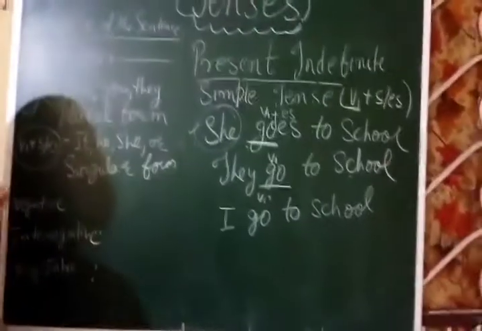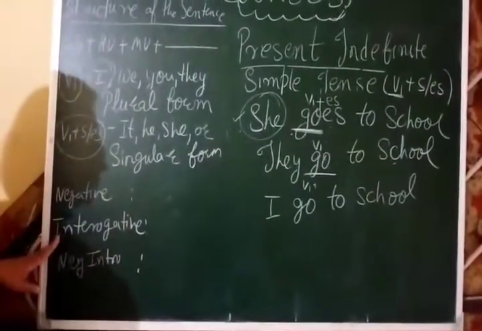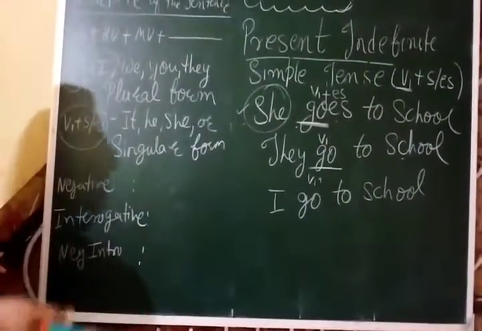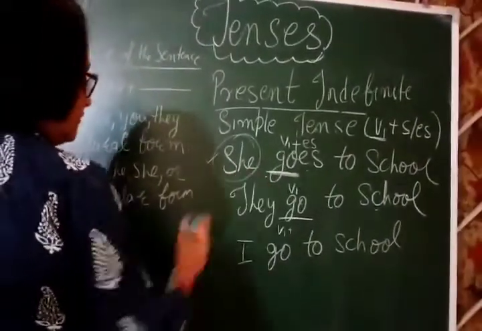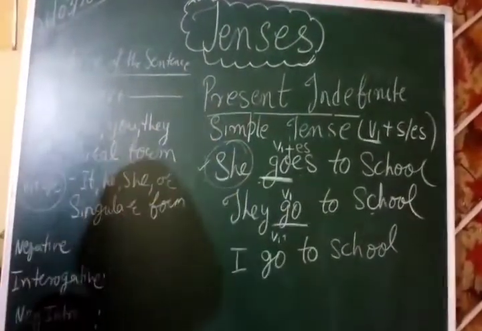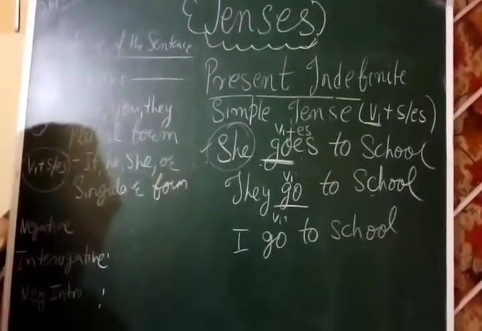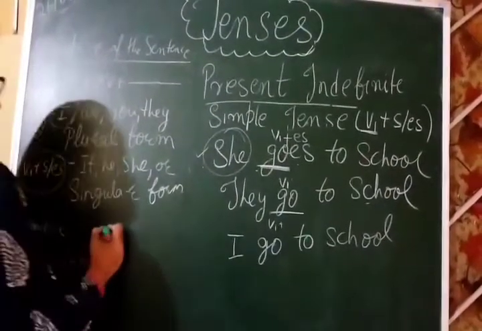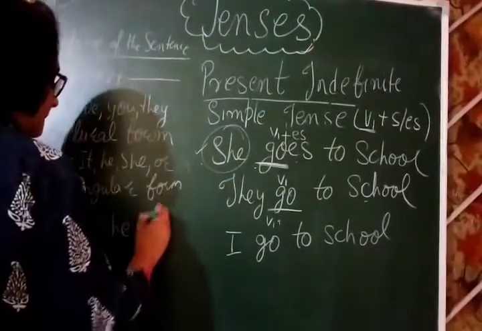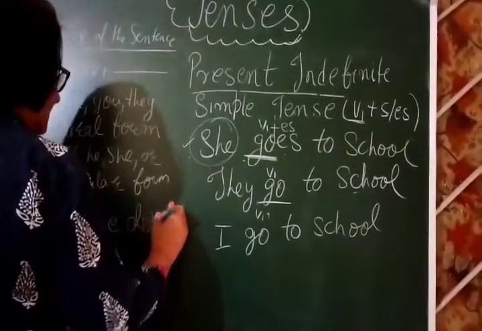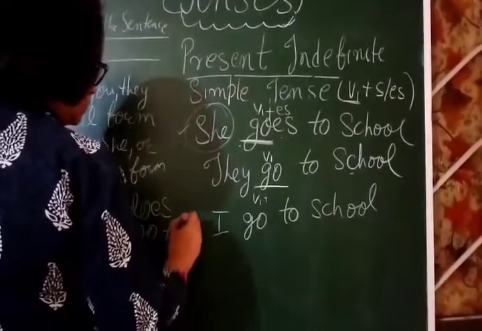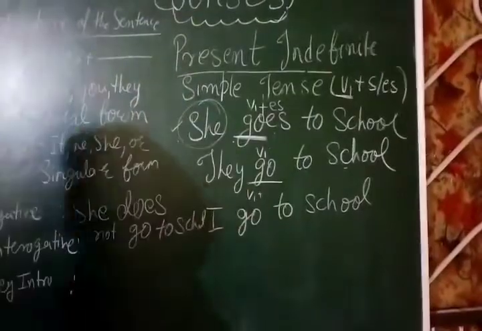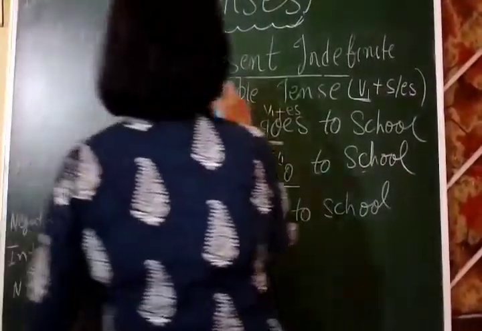Understanding this, we can now make these sentences into negative, interrogative and negative interrogative sentences. Let's take the example of she goes to school. To make this sentence negative, all we have to do is she does not go to school.